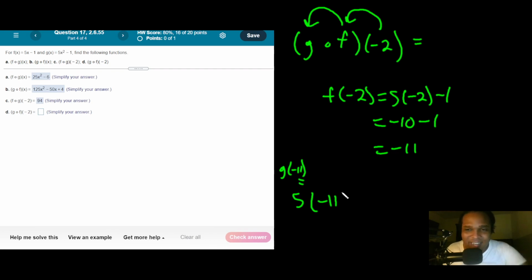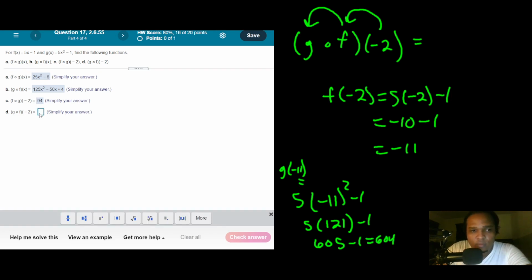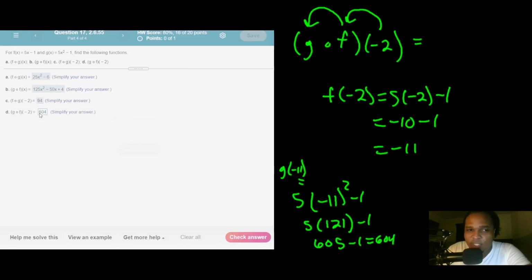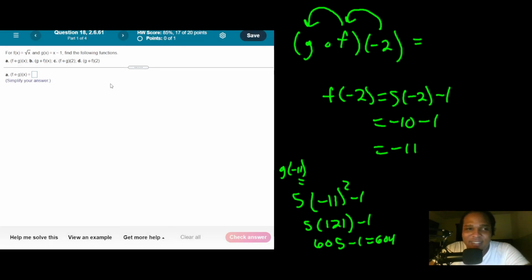Sorry about that. -11 squared and then minus 1. So this is -11 squared, which is positive 121. So this is 5 times 121 minus 1. That'll give us 605 minus 1. So this is 604. Well done. And that's it.